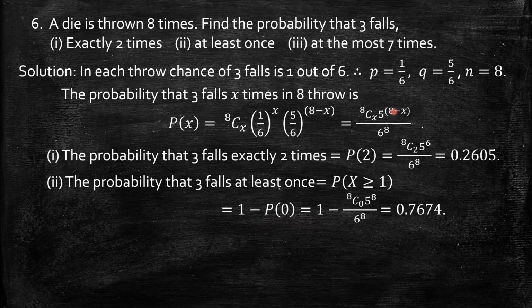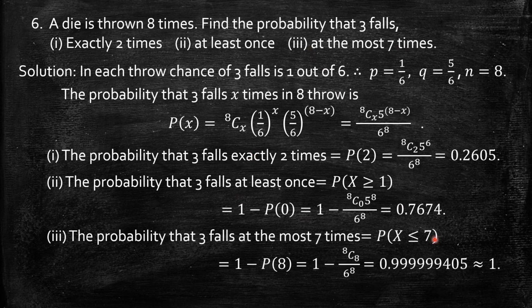So 1 minus, substitute x equal to 0, that gives 8C0 5 power 8 by 6 power 8, which simplifies to 0.2326. At the most 7 times means it is less than or equal to 7. Maximum is 7.